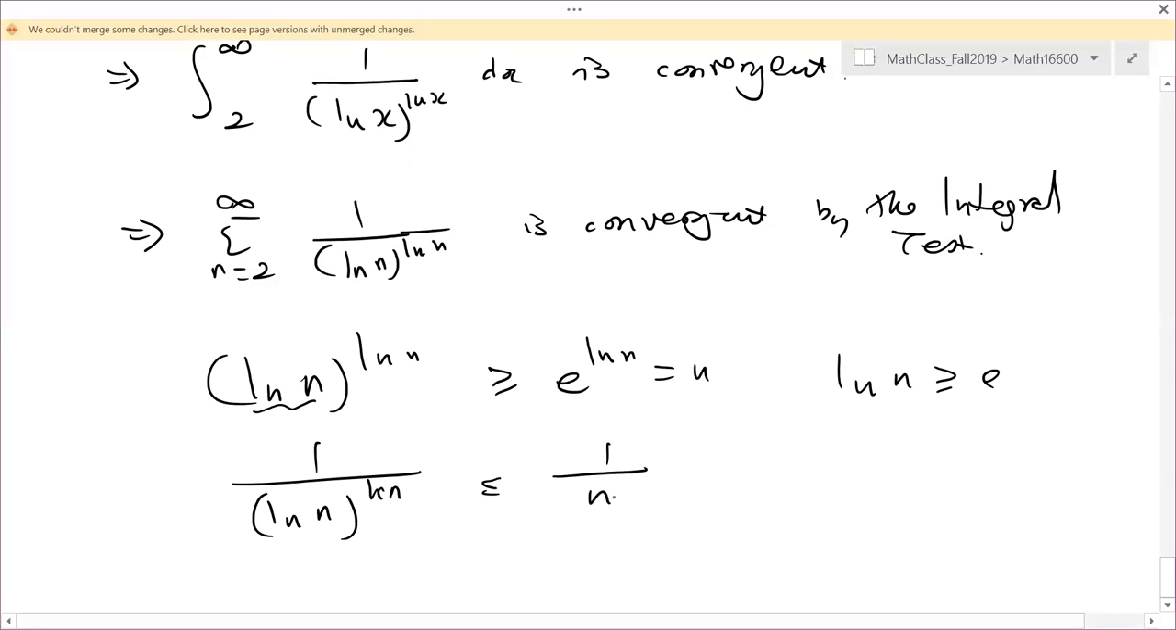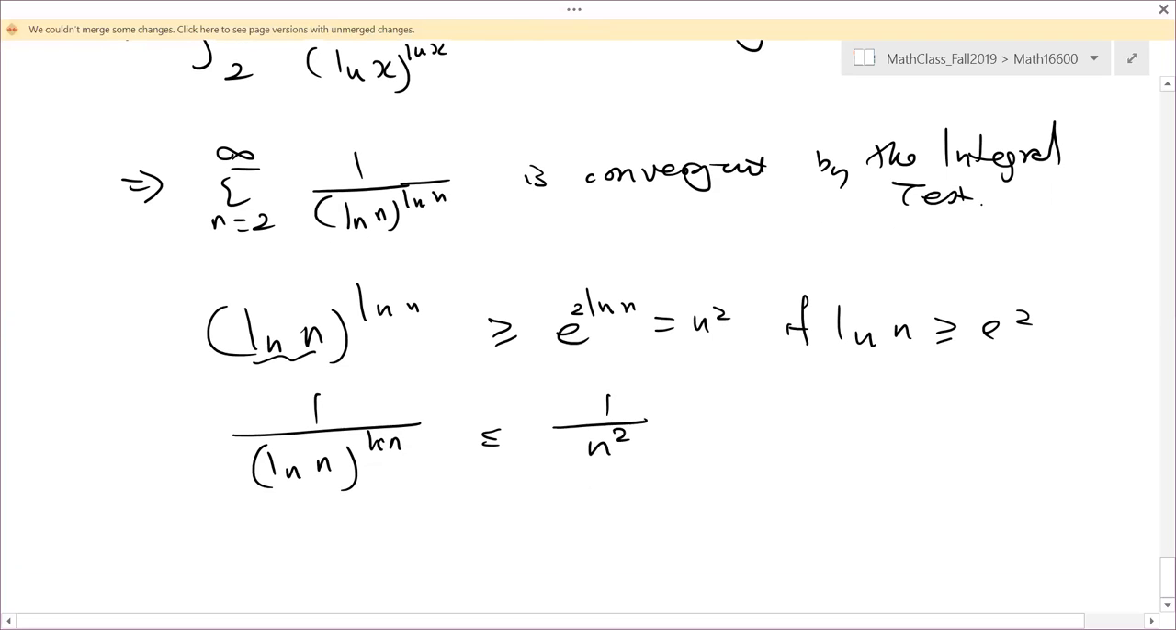Okay, why? How about like this, right? Then that becomes a square, then you put it into the denominator. But you wanted to make this one, then you just need to say this is greater than or equal to e squared. Okay, it's modified. So if natural log n is greater than or equal to e squared, then you have this comparison. That's good enough.